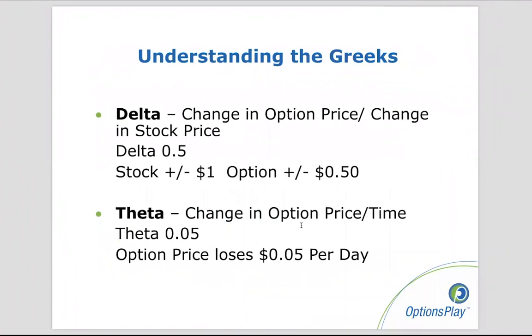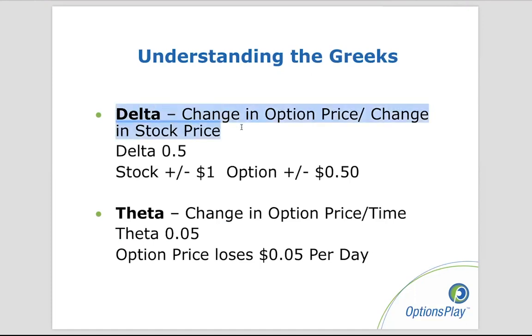So the last thing I want to cover before we move on to some of the common mistakes that people make is understanding the Greeks. This is the fundamental difference between buying stocks and buying options. When you buy a stock, when it goes up by $1, you make $1. If it goes down by $1, you lose $1. So very straightforward, dollar for dollar. When you're buying an option, that's not the case. So how much does your option increase or decrease in value if the stock goes up by $1 or down $1? That's what delta tells you.